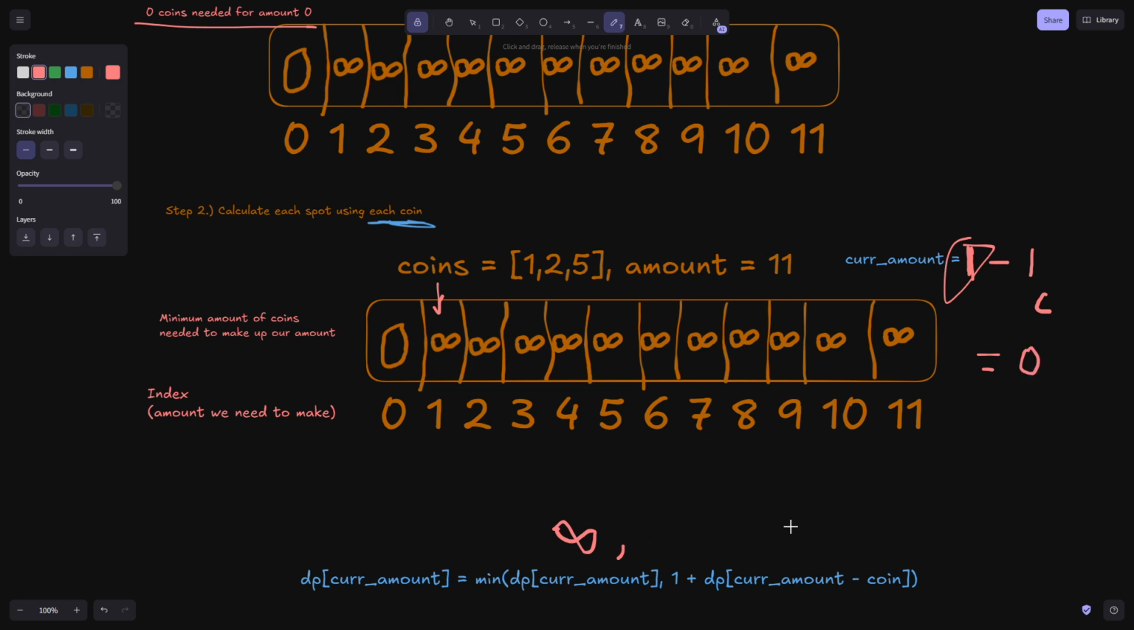So we do 1 plus 0, right? That gives us 1. Well, what's smaller, 1 or infinity? That's pretty obvious, 1 is smaller. So the DP at the current amount, so the DP of 1, gets set to 1. Okay, so backtrack here. The DP of 1 is set to 1.